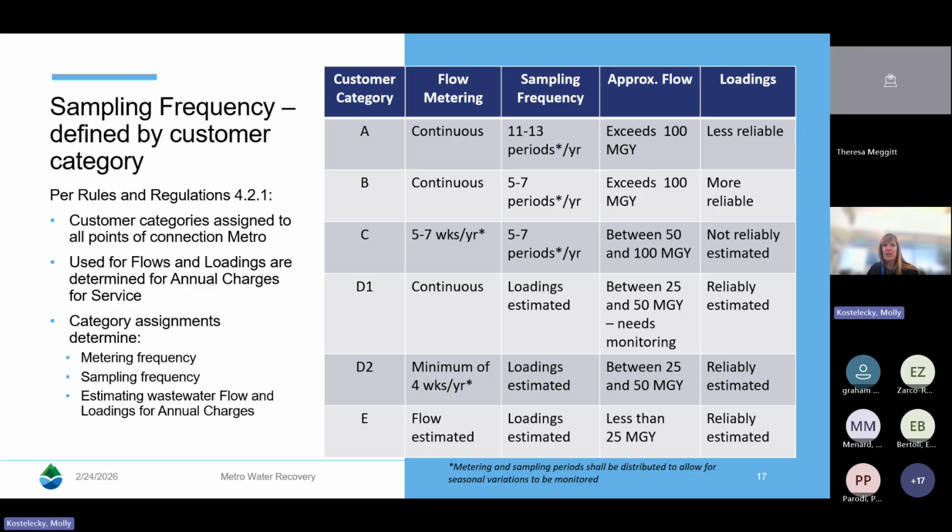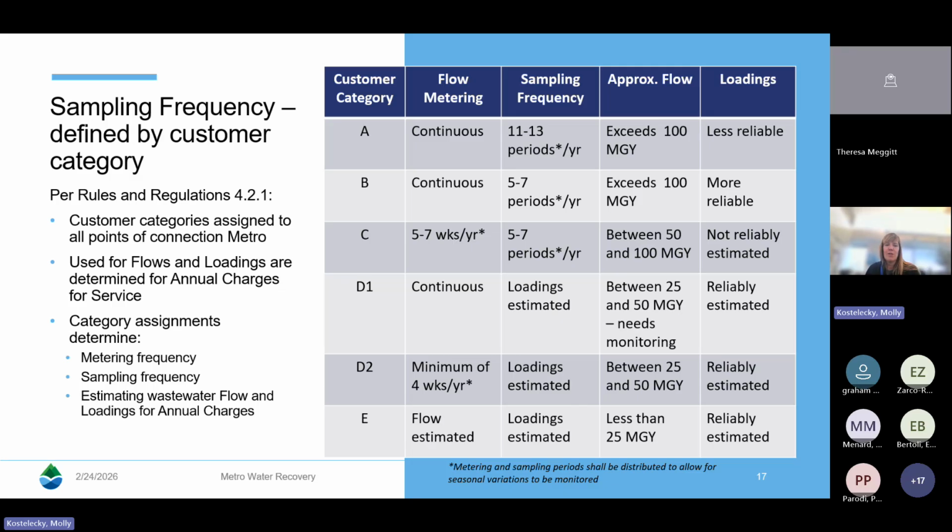So for very large connections, they might be an A or a B category where we're monitoring the flow on a regular, daily basis. We're looking at that flow coming in, and we're taking those reads. However, we're only taking a look at a sampling of the constituents coming through there on a periodic basis. For very large connections that have maybe unreliable loadings, maybe an industrial area that sometimes fluctuates, we'll go out there 11 to 13 times a year to do samples. If it's a more reliable area, maybe a very large area of purely residential, we'll go out there less frequently, 5 to 7 times, and so on and so forth.